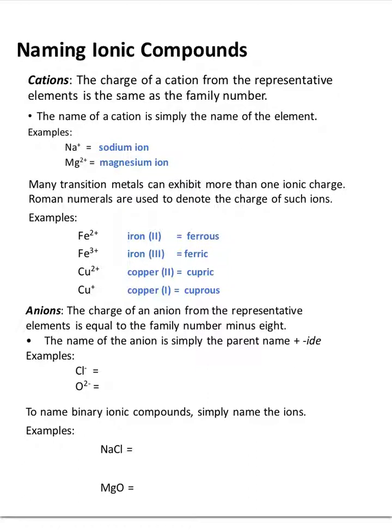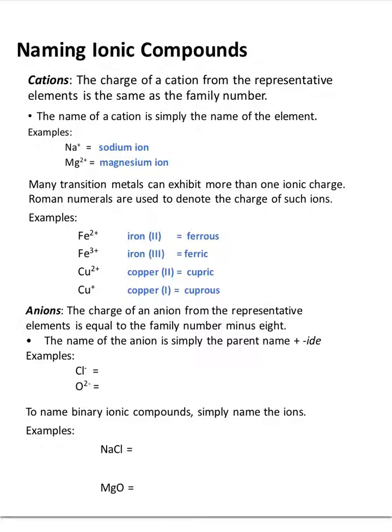So anytime we're naming something in that center block of the periodic table, after we name the ion, we always want to make sure we include in parentheses next to it the Roman numeral of what the charge is. And that takes care of how we name cations.